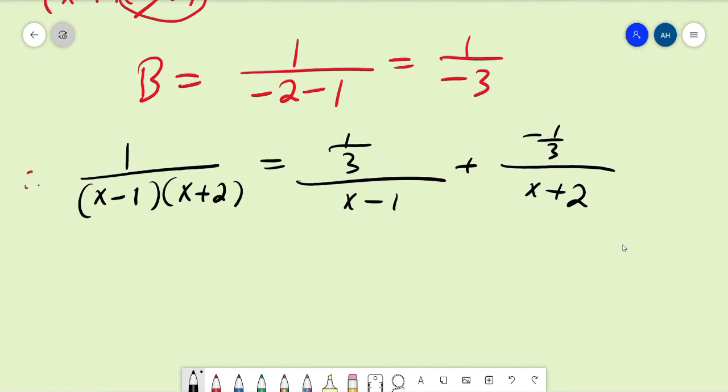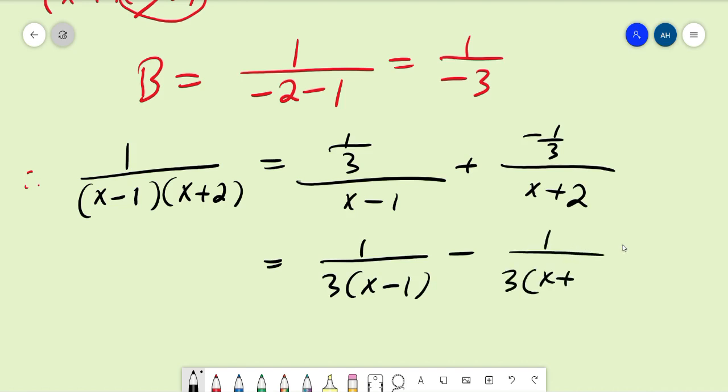it is more appropriate. So on the right hand side, we write like this: 1 over 3 multiplied by x minus 1, minus 1 over 3, we have 3 also there, multiplied by the factor x plus 2. That is what we call the partial fraction for these terms on the left hand side. That is 1 over (x minus 1)(x plus 2) equals 1 over 3 multiplied by (x minus 1) minus 1 over 3 multiplied by (x plus 2), at the denominator. That's example number 1.